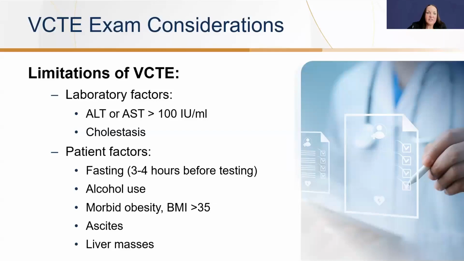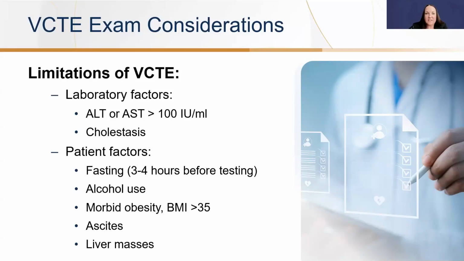Other considerations: if our patients have significantly elevated transaminases or cholestasis of the liver, or they use excessive alcohol, this can produce a false positive fibrosis score when actually there's just a lot of hepatic inflammation. So those are things to consider when ordering a VCTE.